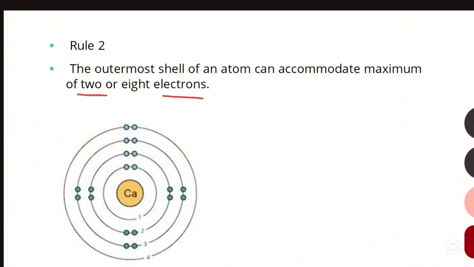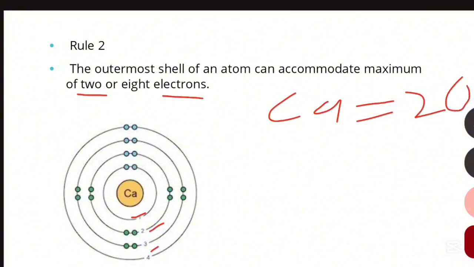The outermost cell can accommodate 2 or 8 electrons. For example, the first cell has 2, the second cell has 8, the third cell has 8, and so on. Take calcium, whose atomic number is 20. So what is the electronic configuration?